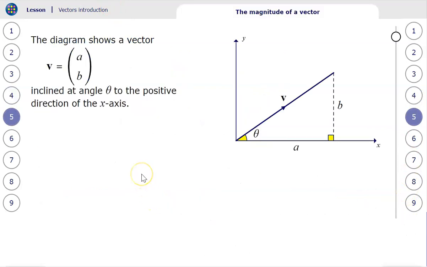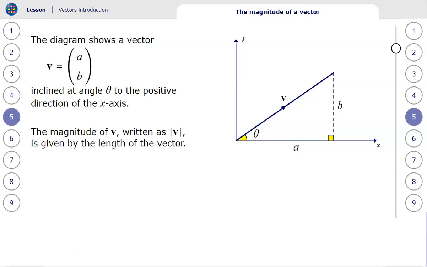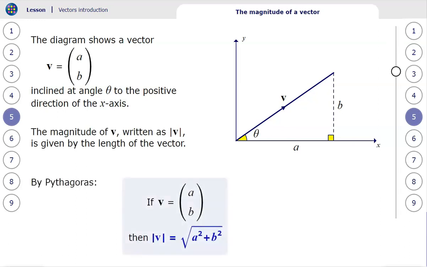Now, if we talk about the magnitude of the vector, we're talking about the length of the vector basically, and we need to recap some work that we did with Pythagoras from back in the 4th form. So if we have this vector v that's in column form, a over b, so a horizontal component of a and a vertical component of b, we can work out the length of v by using Pythagoras. So the magnitude of v, the length of it, is going to be determined by the square root of a squared plus b squared.